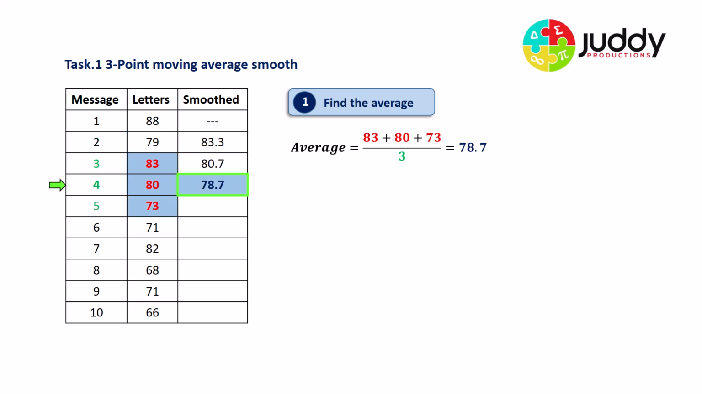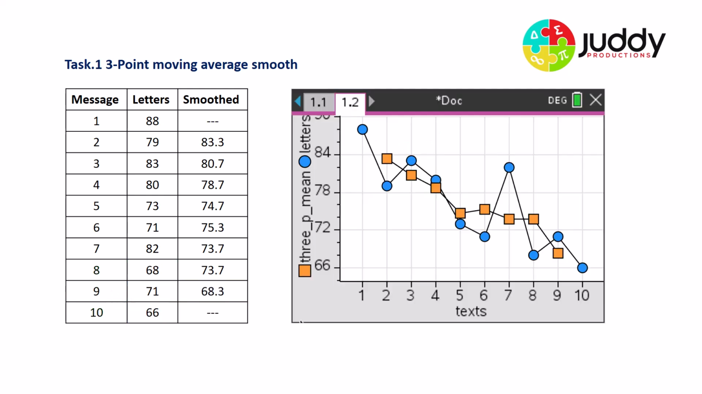The average of the next 3 is 78.7, and it's centered against message number 4, the middle of 3, 4, and 5. Move down, and the next average is 74.7, centered against message number 5. The next average is 75.3, centered against number 6, and so forth, till we get to our last set of 3 letters, where we have a 3-point moving average of 68.3, centered against message number 9. So when we do a 3-point moving average smooth, we lose 1 bit of data at the top, that is, message 1 has no average data against it, and we lose 1 bit of data at the bottom. Message 10 has no 3-point moving average data against it as well.